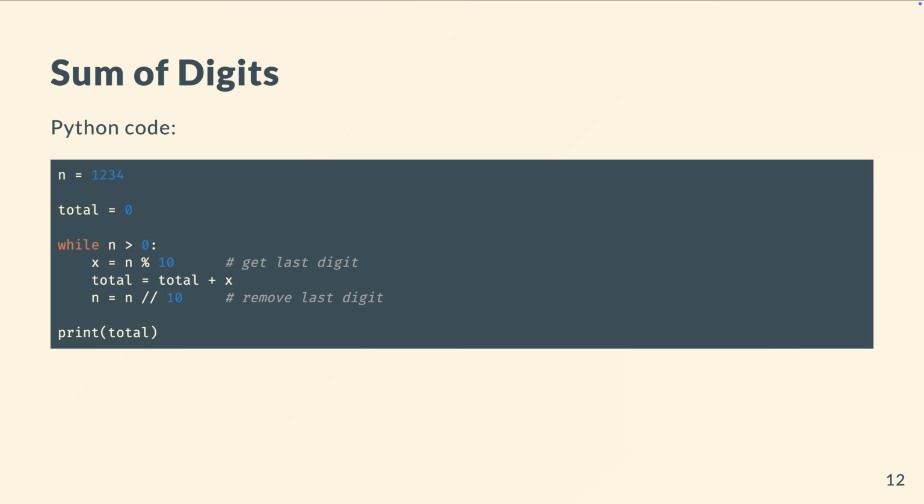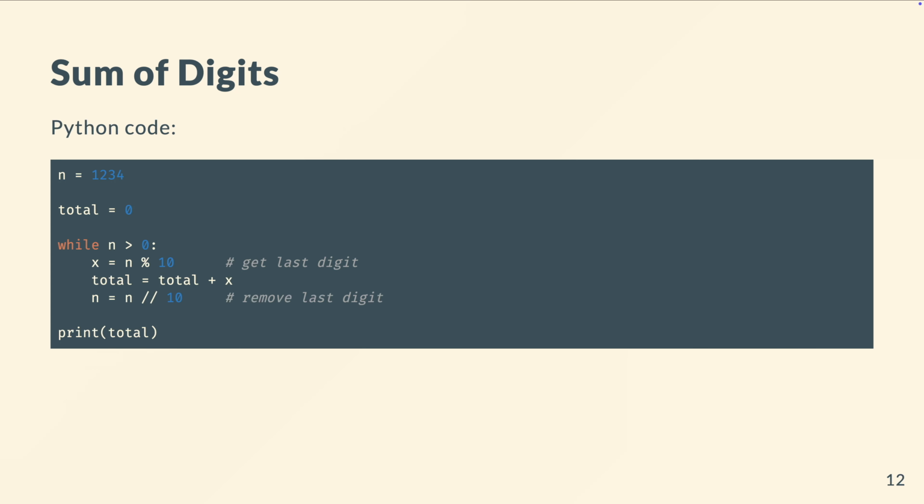We initialize total to 0. That's our accumulator. Then the while loop. The condition says, while n is greater than 0. Inside the loop, we get the last digit by n modulo 10. Denote the last digit by x.